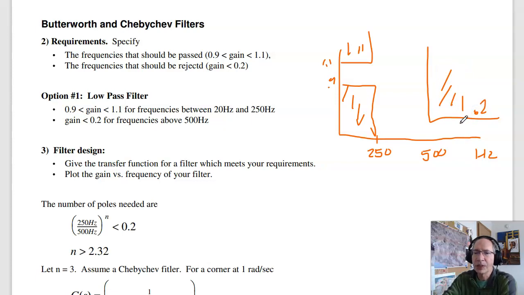Don't choose something like I want the gain to be less than 1.1, because a wire does that. That's too easy. But don't make it impossible for yourself, so you need a 50th order filter. This is what I chose, and it actually works out pretty well.